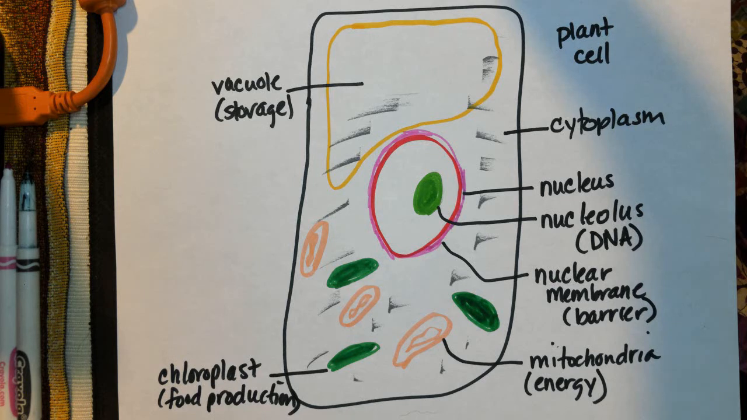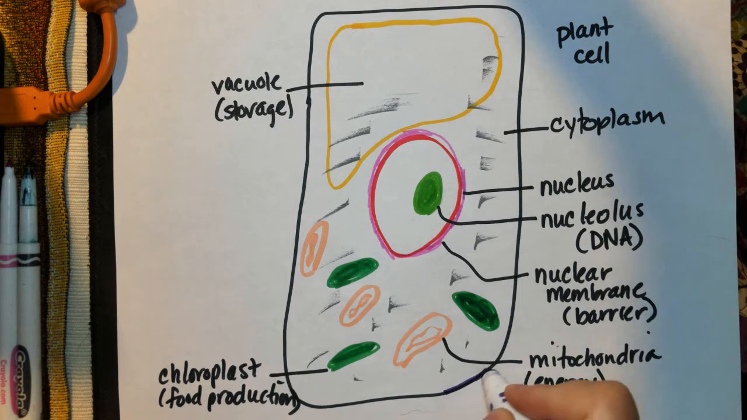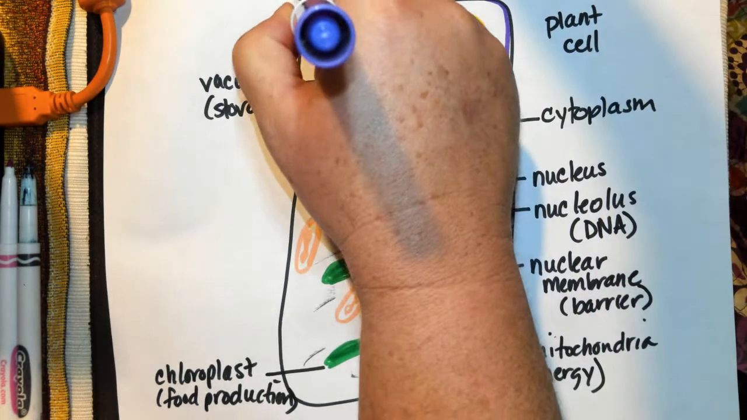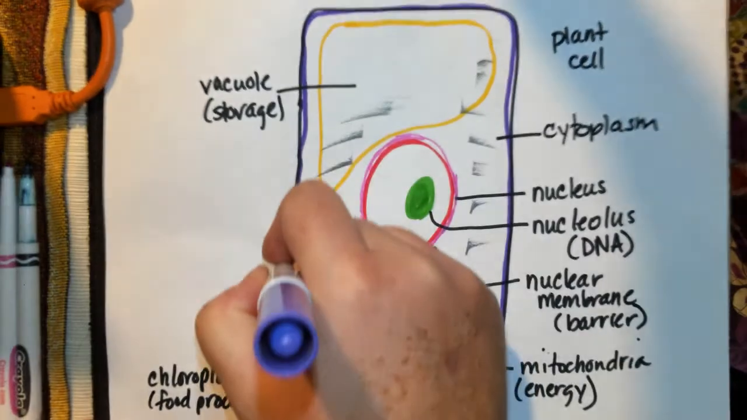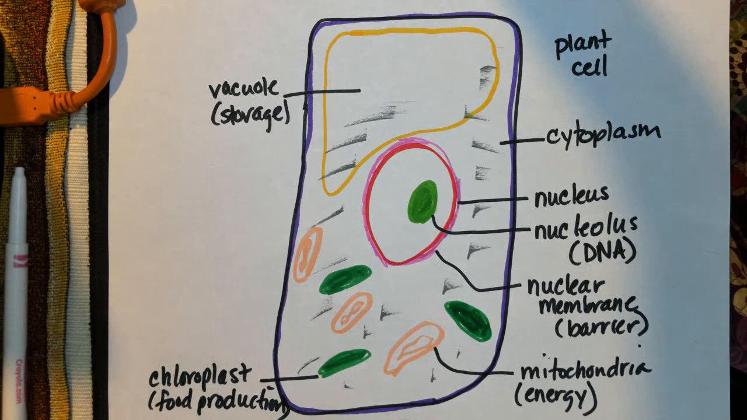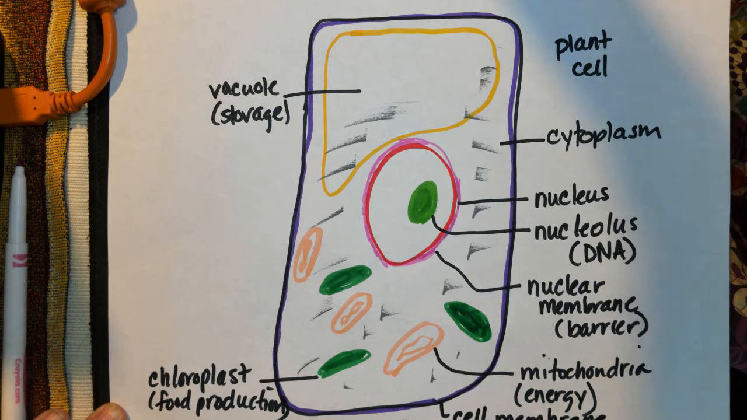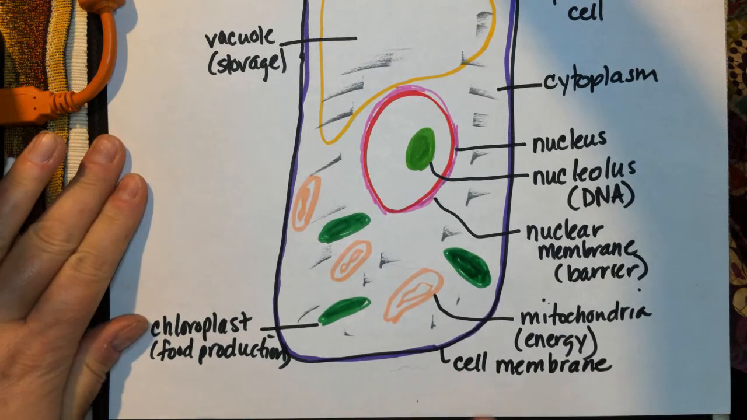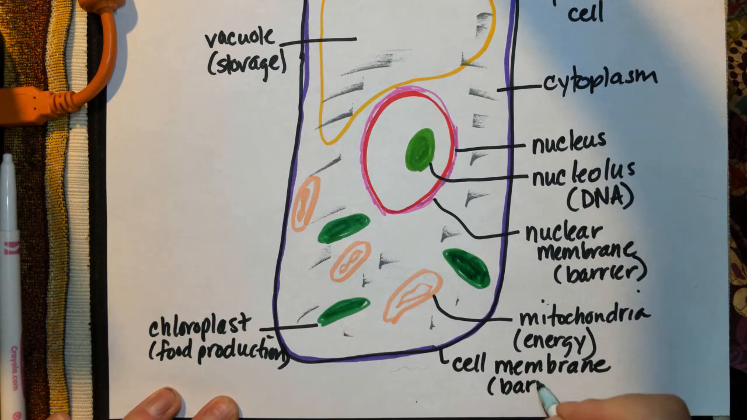So I'll use purple this time. All right, so we have a cell membrane around our cell, and it serves the same purpose that it does in all cells. It acts as a barrier. It allows some necessary nutrients in, keeps things that don't need to be in there out. Let's put cell membrane. Move it up a little bit. And it's a barrier.